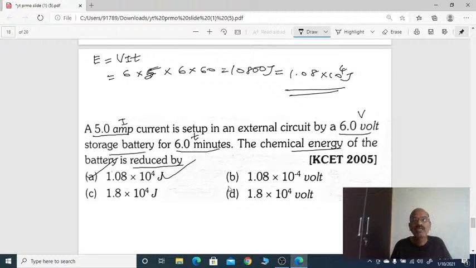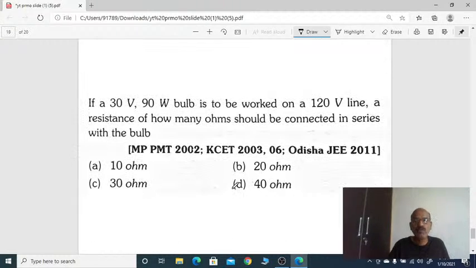Okay, now this problem: the chemical energy of the battery reduced, option A is correct, because current is set up in the external circuit and voltage is given for 6 minutes. How much chemical energy is reduced by the battery is VIT, so directly use it. Option A is correct. Yes, and we'll move to the last one.